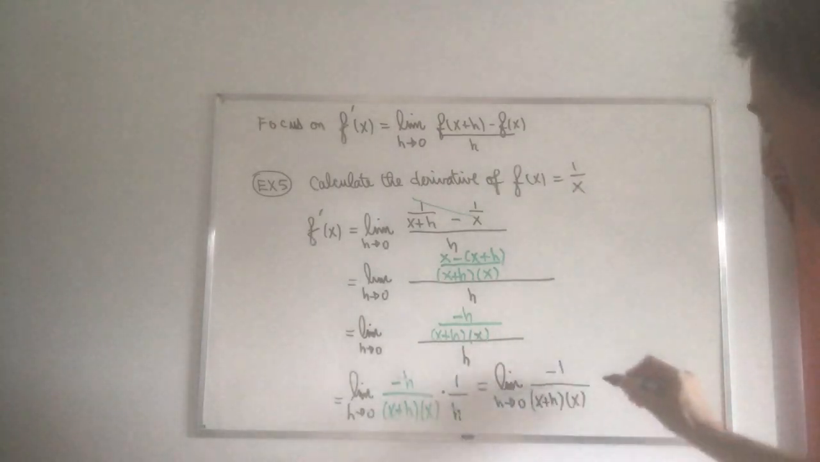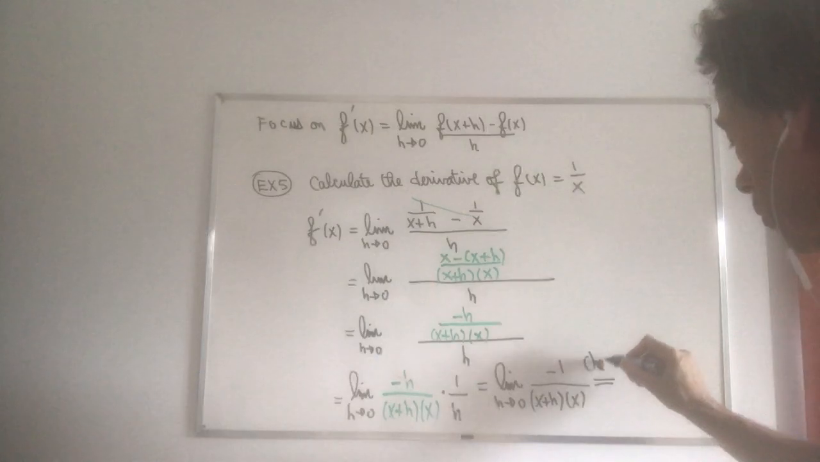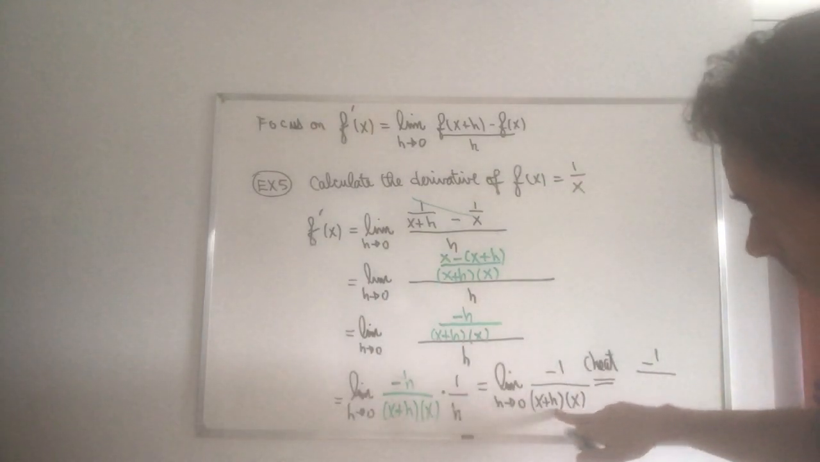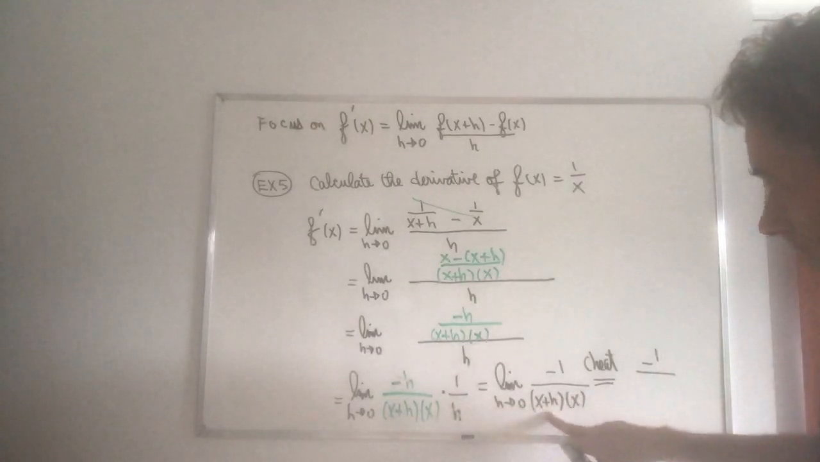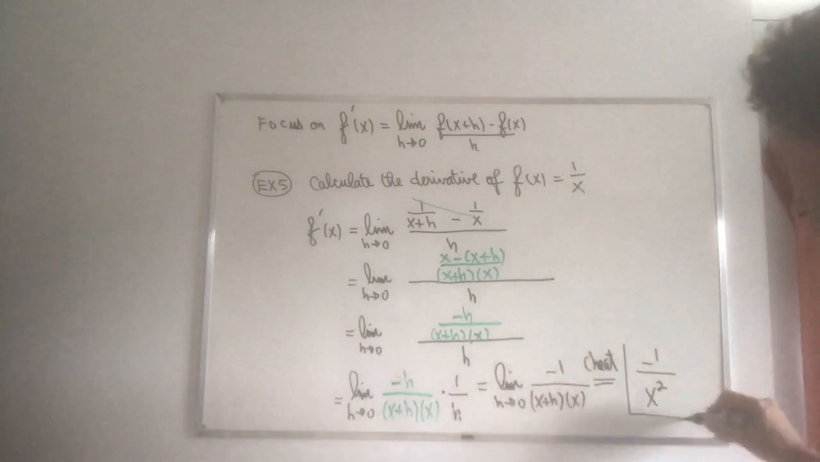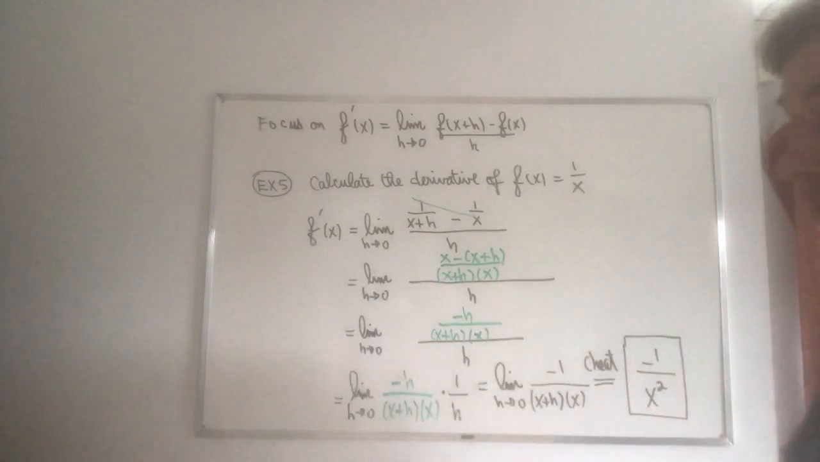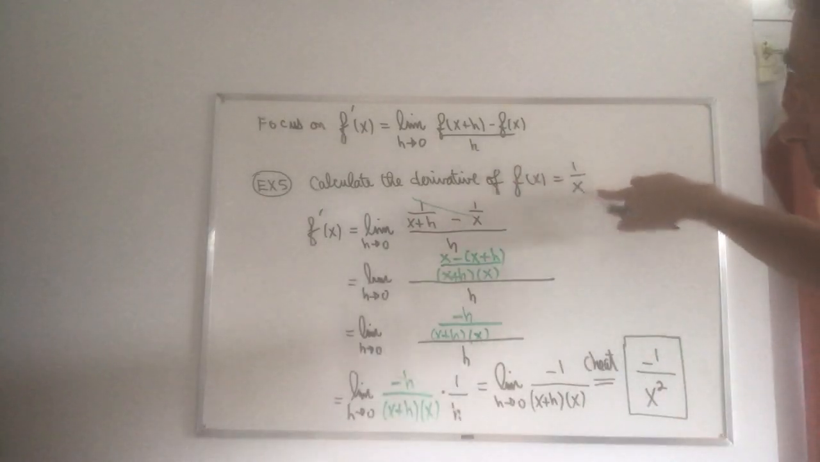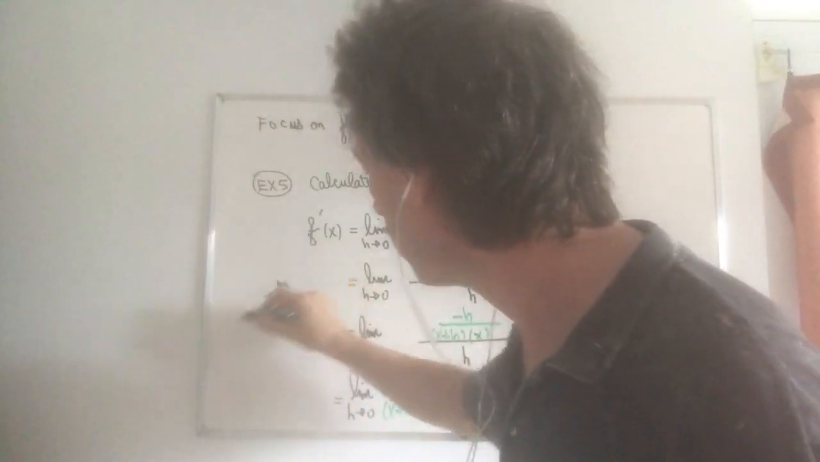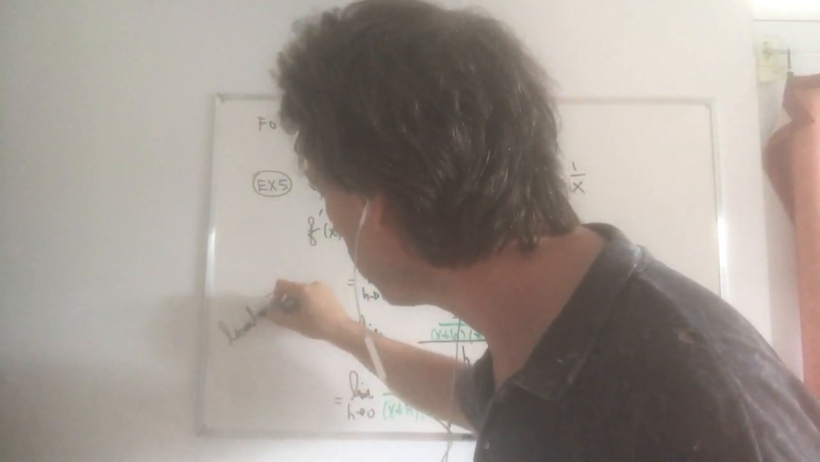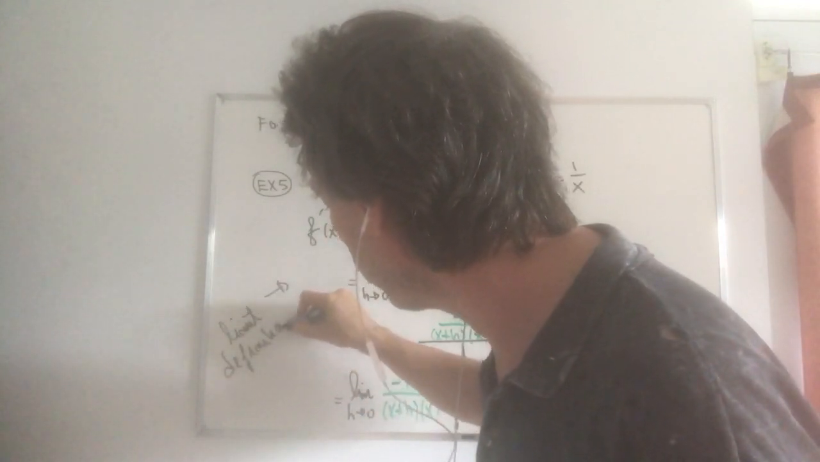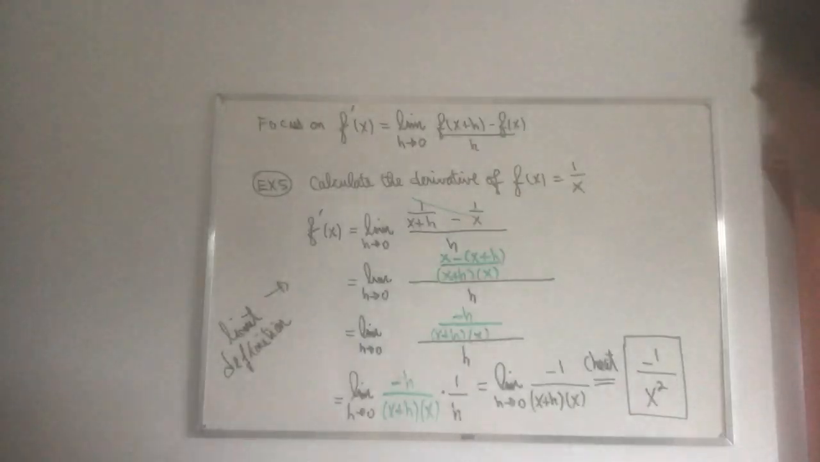We're now ready to cheat again. And the answer to this problem is minus 1 over x plus h. H goes to 0, so that's just x. And x times x is x squared. And that is the derivative of the function 1 over x through what we called the limit definition of the derivative. Limit definition of the derivative.